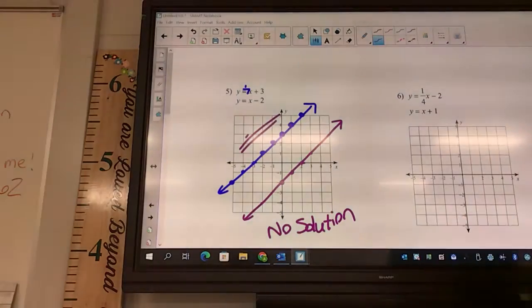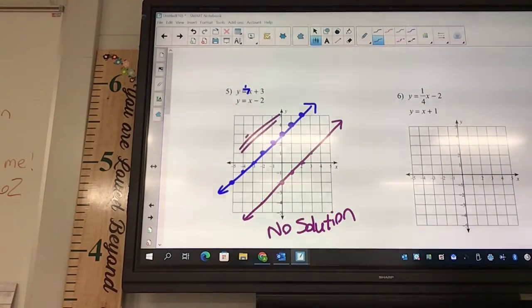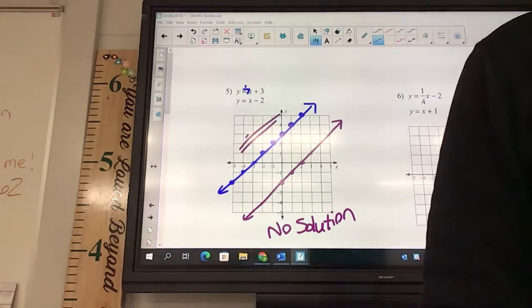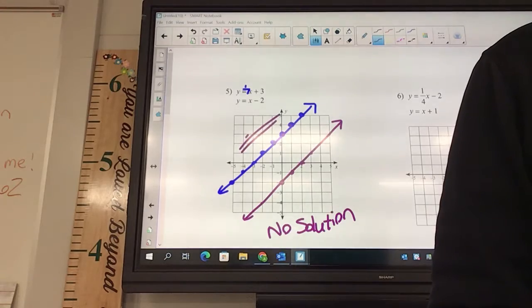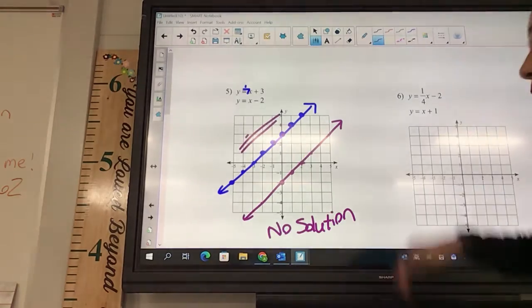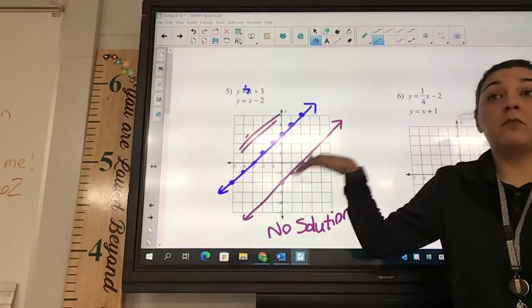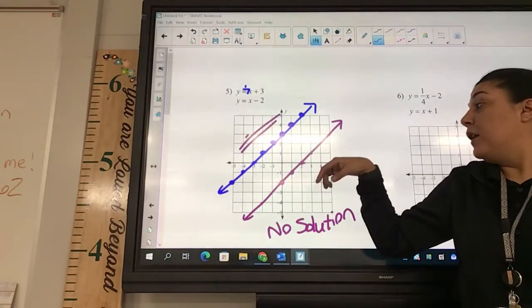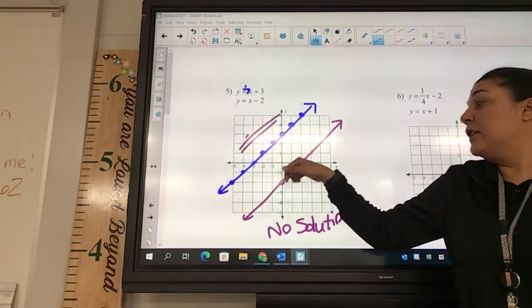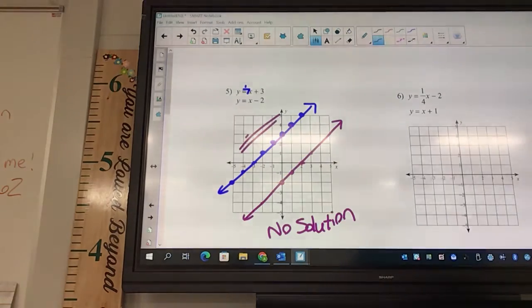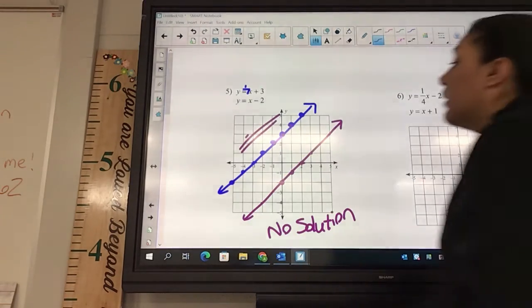No solution means like, I don't know, Devin and I, have we ever hung out outside of school? No. Have I ever run into you outside of school? No. Okay, so we probably don't run in the same circles. And so that's what that's saying: we have never intersected.